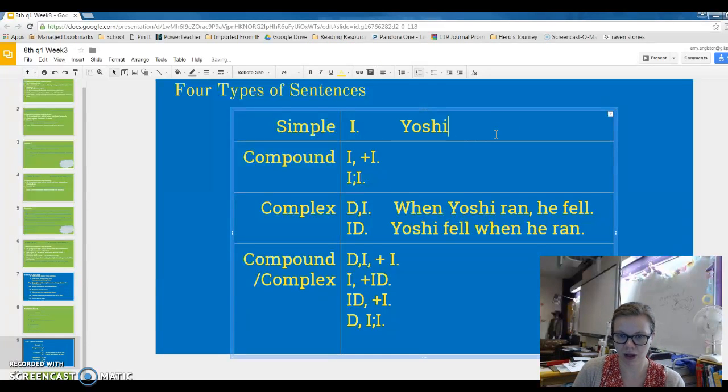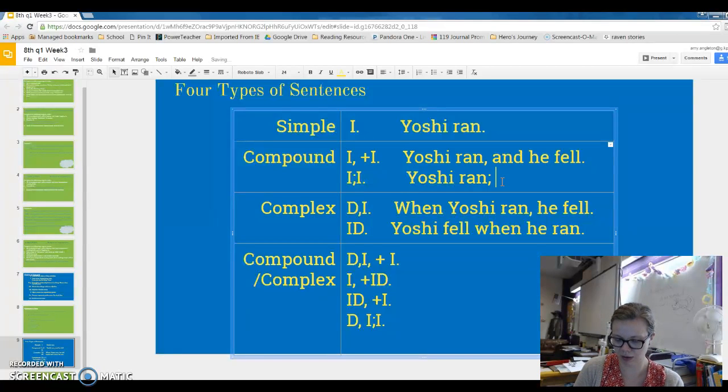So keeping that in mind, let's go back to simple, because I forgot to do this. Yoshi ran. Simple sentence. Compound sentence: Yoshi ran and he fell. Period. That's one way, or with the semicolon: Yoshi ran, semicolon, he fell. Period. Okay, now compound complex. These, as you hopefully have figured out by now, are combinations of the top two.